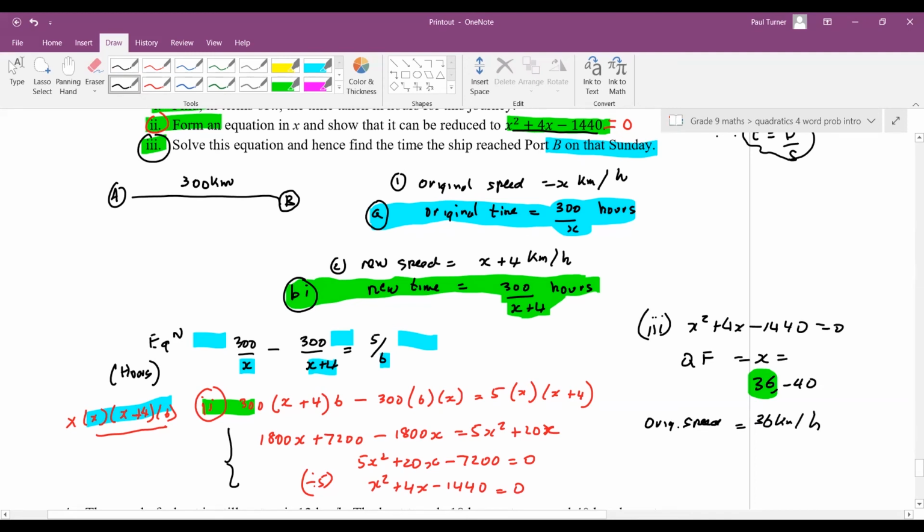But the question wants the speed on Sunday when he increased the speed. So this would be 40. You need to add 4. So speed on Sunday is 40 kilometers per hour. So that's your answer, actually. That's your answer to the question. You'll still get most of the marks if you give the original, but I want the speed on Sunday. So you have to add 4 to that one.